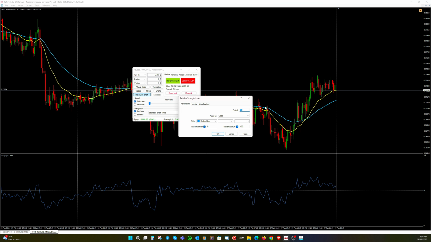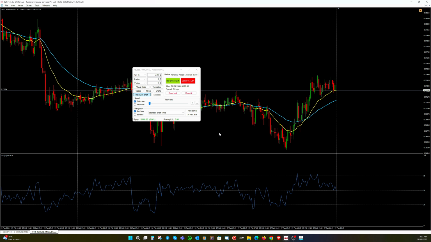So the RSI, I'm going to change the period to 10 to use on this one, just so that we can see the extremes a little bit better from higher to lower. We're going to add 3 levels on the actual indicator. We're going to have a 30, 50 and 70.